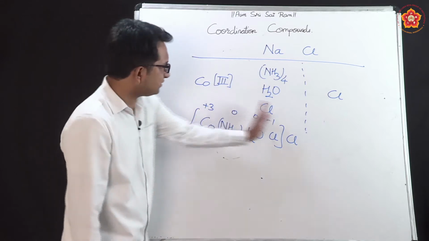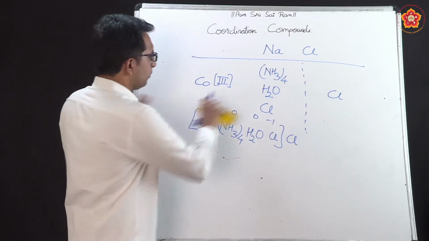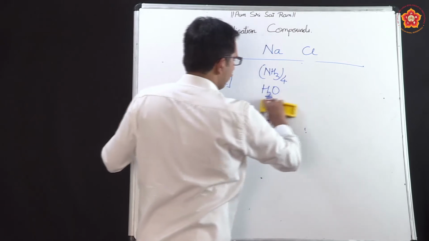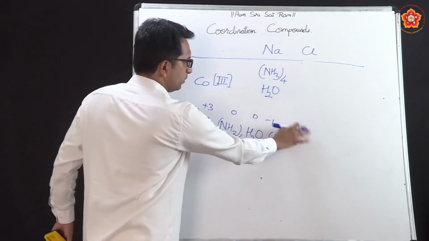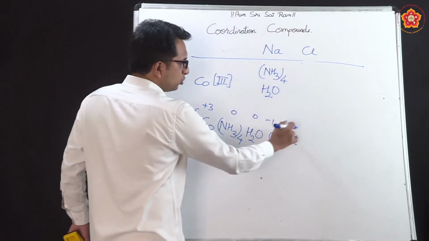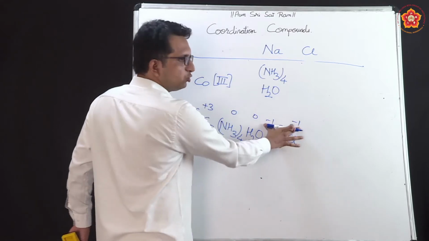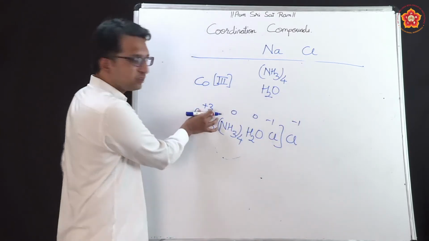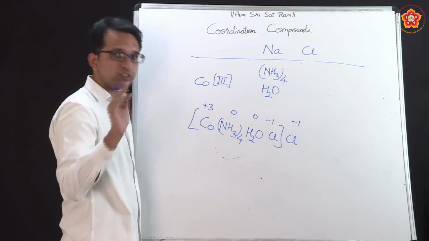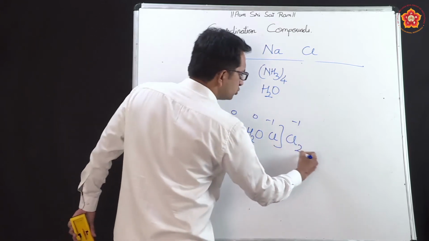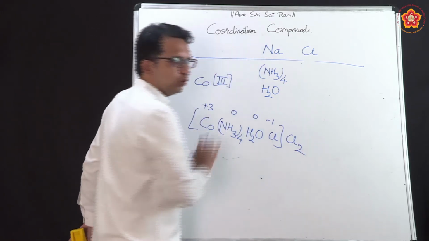So if you have to balance this compound now, the problem here is that we have 1 Cl inside which is giving you minus 1. Outside there is only 1 Cl. So if I use just these two, it will become minus 2, but this is plus 3. It will not be a stable compound, which means that this compound should have a formula Cl2.